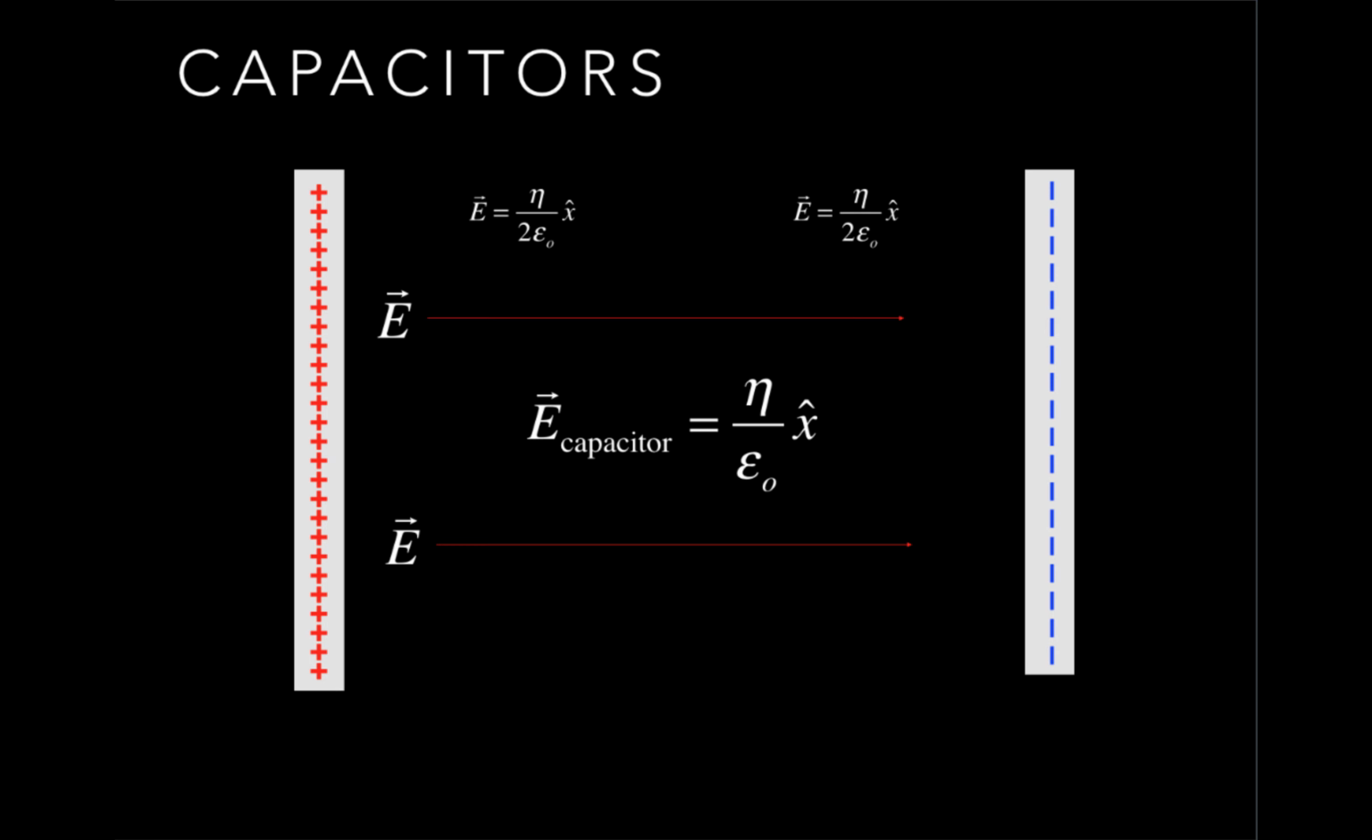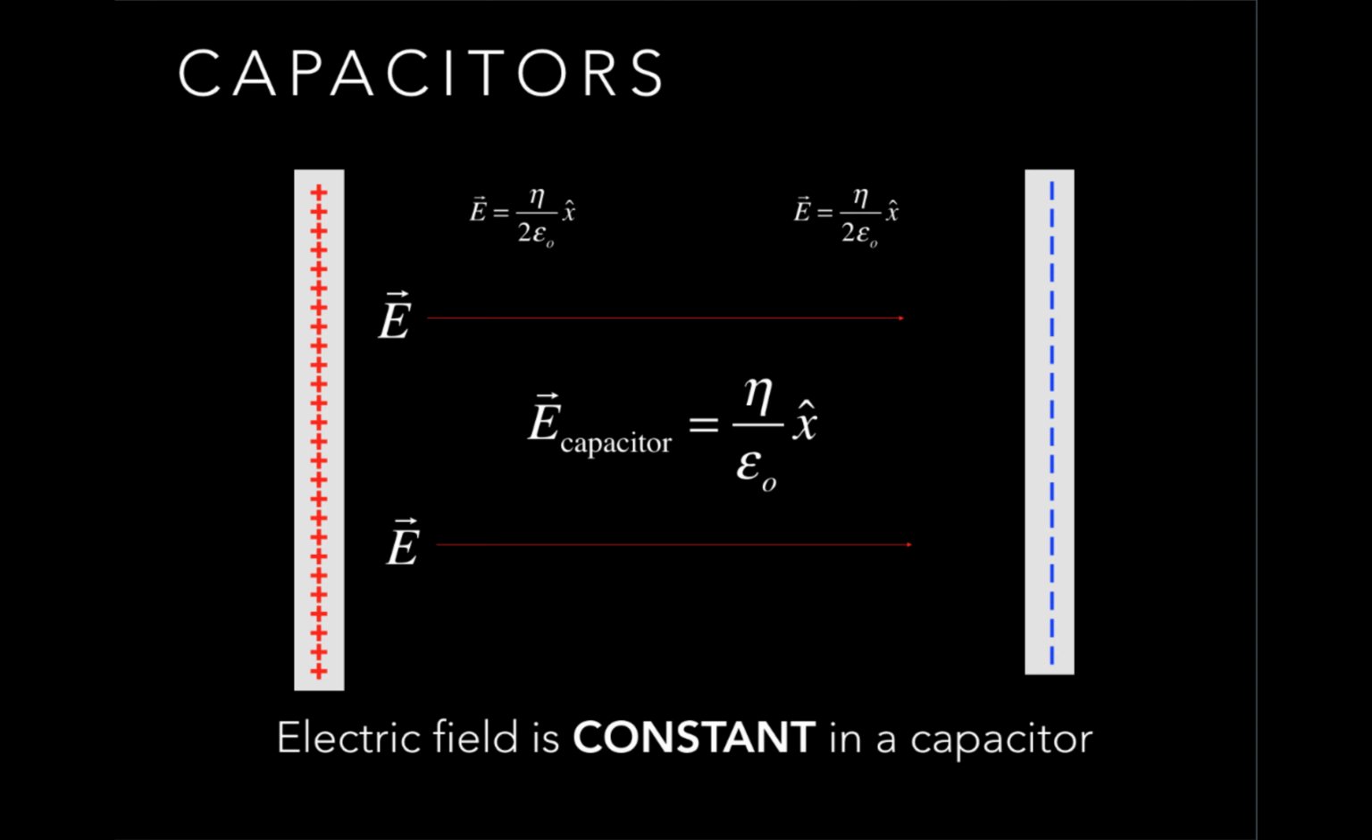And remember, just like with the plane, the electric field is constant inside a capacitor. So just a reminder, the electric field is constant inside a capacitor, at least for a parallel plate.